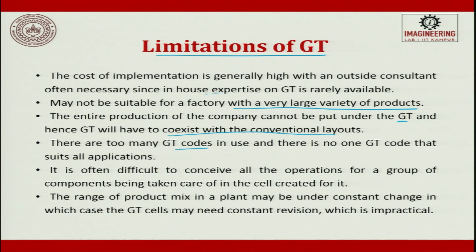There are too many GT codes in use. So, there is no one GT code which is used by everybody. So, from company to company the part number has to change. So, no point in implementing group technology. It is often difficult to conceive all the operations for a grouping of a component being taken care of in the cell creation for it. The range of product mix in a plant may be under constant change, in which case the GT cells may need constant revision, which is impractical. So, every time it has to change, but if the number changes, it becomes very difficult for them to implement it.